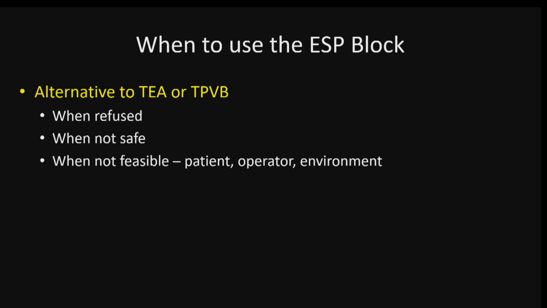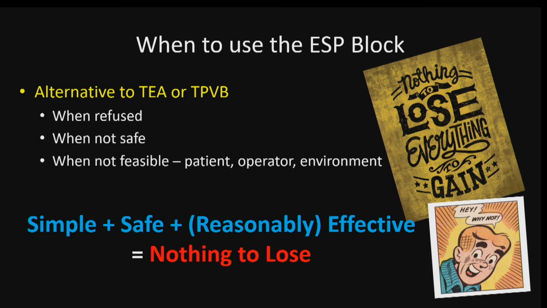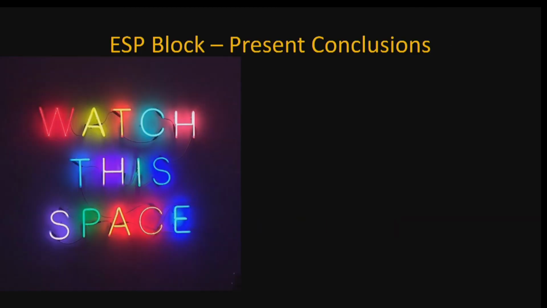So when to use the ESP block, I would say it's as an alternative to the thoracic epidural or thoracic paravertebral in your practice. If you're thinking about using them, but the patient either refuses, in your estimation, it's not a safe block to perform, when it's not feasible for either patient factors, practitioner factors, or environment factors such as the lack of monitoring necessary for an epidural, this is when the ESP block becomes an option to use. It's simple, it's safe, the evidence is that it's reasonably effective, and so really there is often nothing to lose by offering it to a patient.